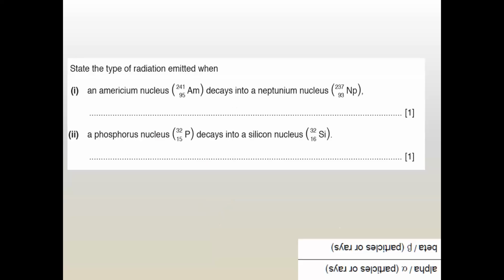So another example. The question is: state the type of radiation emitted when americium decays into neptunium. So we have to check what is happening. First it is 241, and then it becomes 237. So the nucleon number changes by 4, and 95 becomes 93. So the proton number changes by 2. If the nucleon number changes by 4 and the proton number changes by 2, which kind of radiation is emitted? It is emitting alpha.